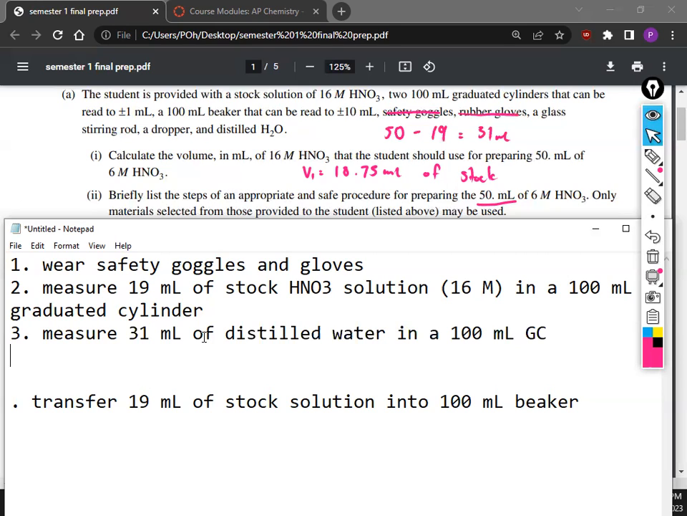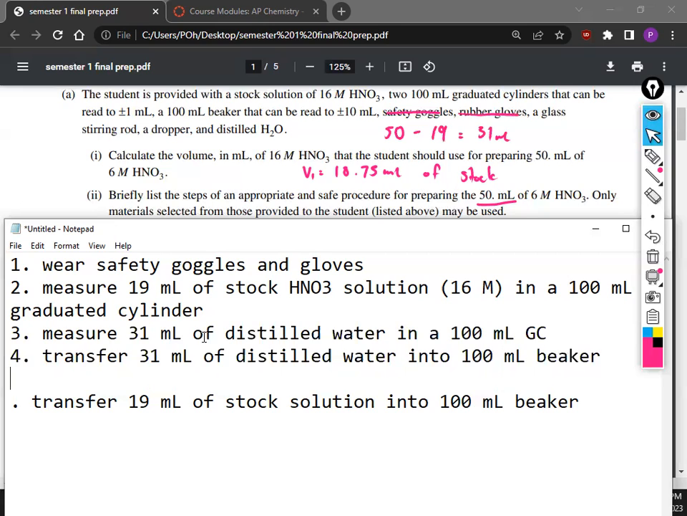All right, so far so good. I know this procedure stuff is pretty dry, okay? All right, so what we're going to do now is transfer the 31 milliliters of distilled water into the 100 milliliter beaker.